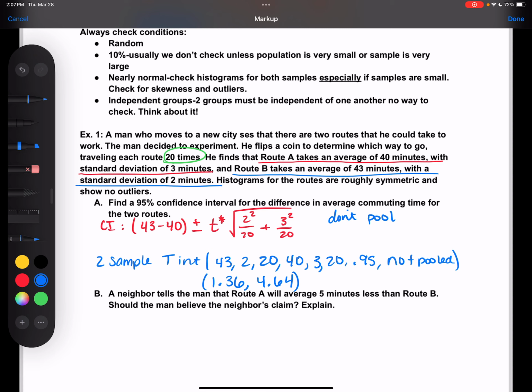Is route A faster or slower? Faster. Okay. So the answer would be no. Route A is faster, but not 5 minutes faster.